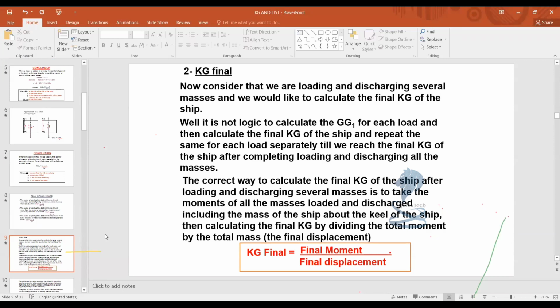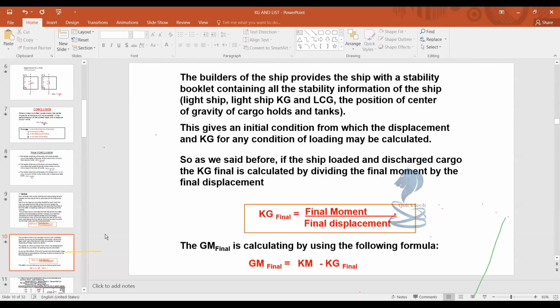So, the correct way to calculate the final KG of the ship after loading and discharging several masses is to take the moments of all masses loaded and discharged, including the mass of the ship about the keel of the ship, then calculating final KG by dividing the total moments by the total mass, the final displacement. Hence, final KG is equal to final moments divided by final displacement. The builder of the ship provides the ship with the stability booklet containing all the stability information of the ship, that is, lightship, the lightship KG, and LCG, the position of center of gravity of cargo holds and tanks.